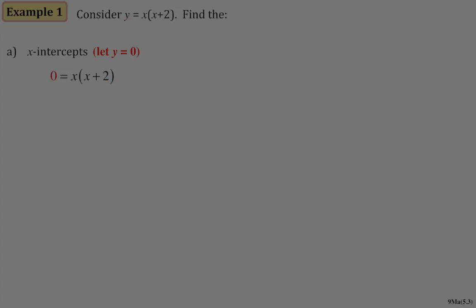That's just a null factor law question. If I want to solve that, I get x equals 0 and x equals minus 2. So they're my two x-intercepts. Let's find the y-intercept. How do you find y-intercepts? Well, to find the y-intercept, you let x equal 0. So we go to the original question, and everywhere we see x, we let it equal 0.